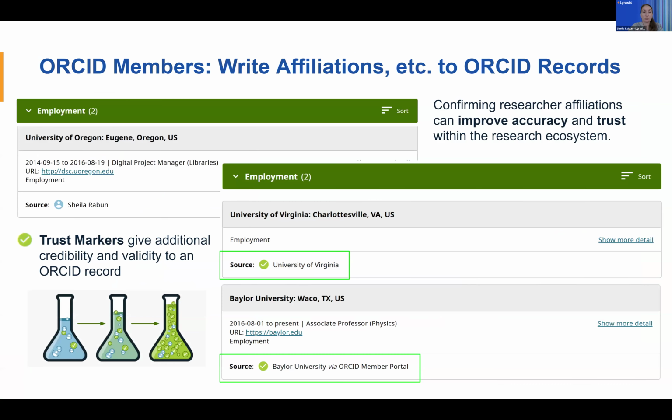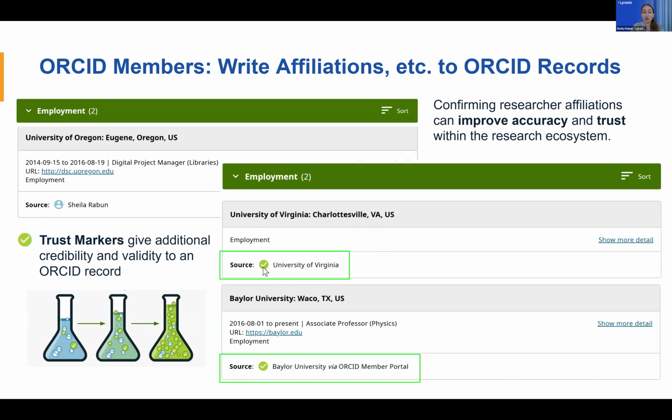So while all of these options are great, the best thing that an organization can do to help their researchers and the research information ecosystem as a whole is to use the ORCID member API to add verified information to researchers' ORCID records. So when data gets added to an ORCID record, you can see here on the screen in this first example, I added this information myself. You can see the source is my name and it's got this blue person icon. But when an organization uses the ORCID member API to add information to an ORCID record, we can see that the source is the name of the institution. We've got two examples here.